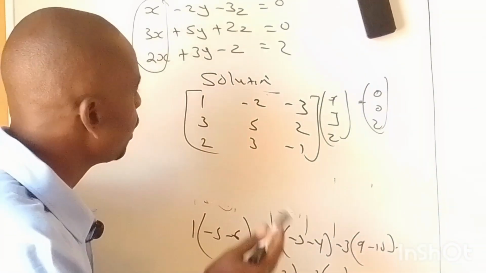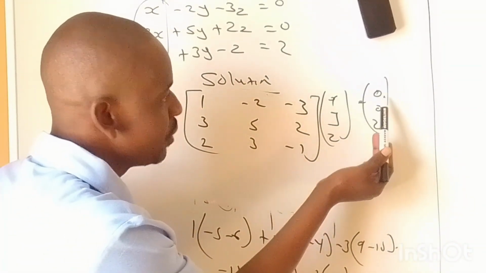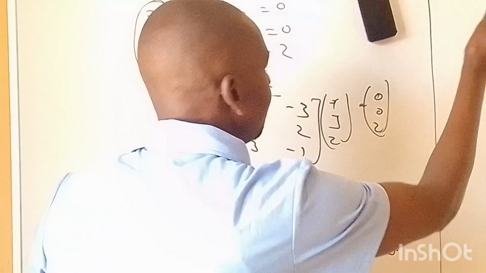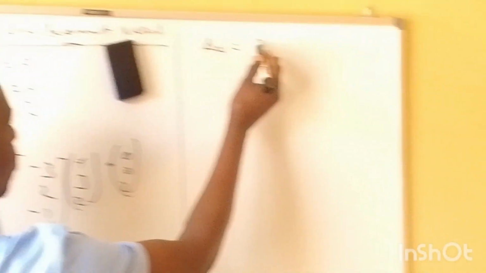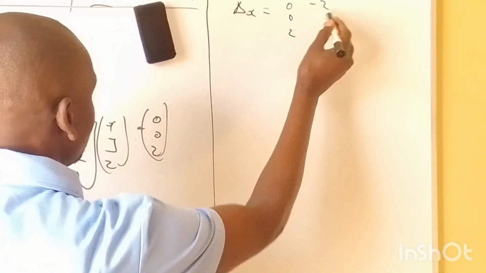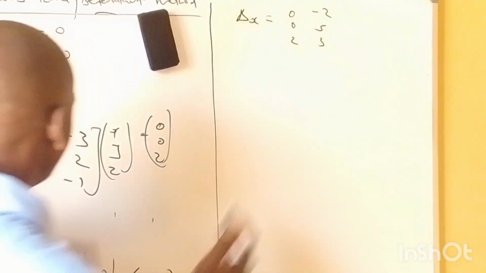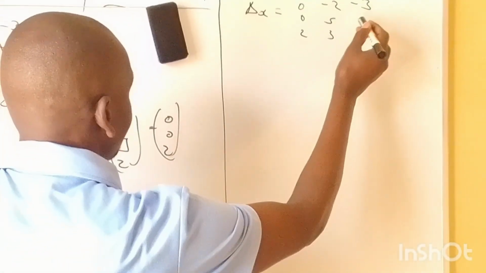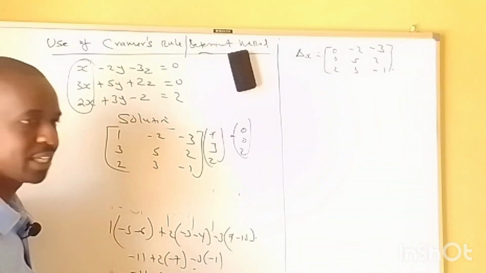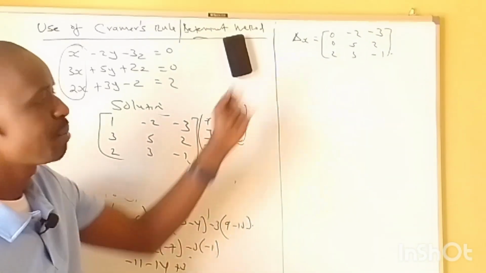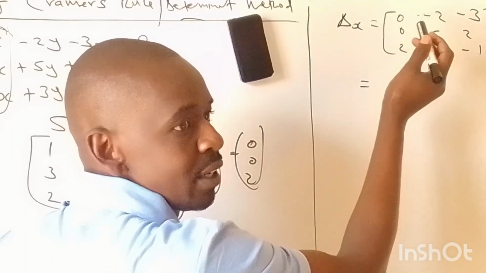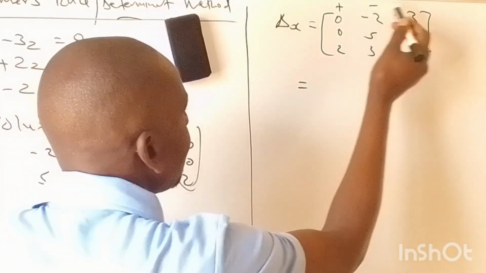So what we are going to do is to replace these values here, which is 0, 0, 2, with the values of x's here. So the matrix form is going to be 0, 0, 2 replaced there, then you repeat the ones which are remaining: negative 2, 5, 3, 3, then negative 3, 2, negative 1. Then we follow the same procedure to find the determinant of x. The signs are very important, don't forget about that. So it is a plus, minus, and a plus.